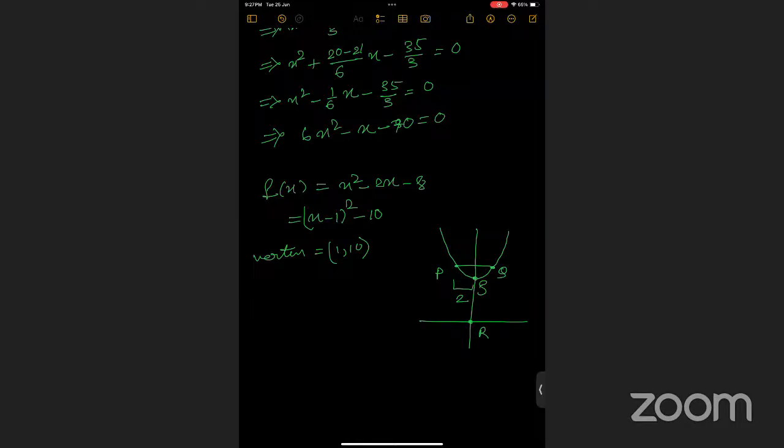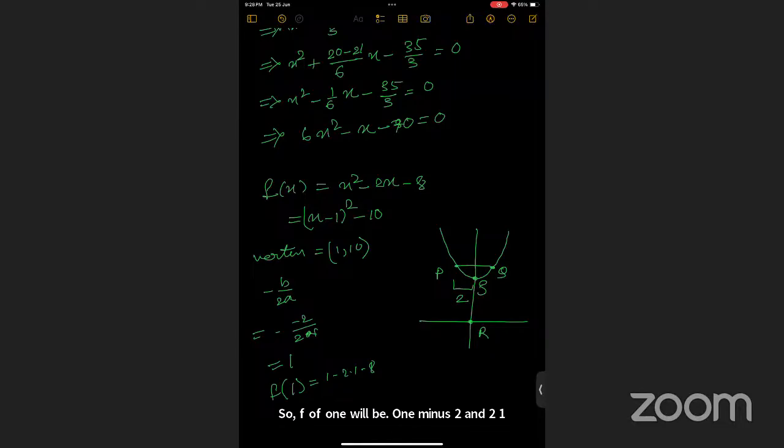Excuse me, ma'am, may I ask how the vertex is (1, ...)? I understood that the x is 1, but how is y found? You can apply the formula minus b by 2a. Here b is minus 2, so this is minus of minus 2 by 2a. 2a is 2 times 1, so the x coordinate will come as 1. Now we put this into the curve, so we need to find the value of y. So f of 1 will be 1 minus 2 into 1 minus 8.